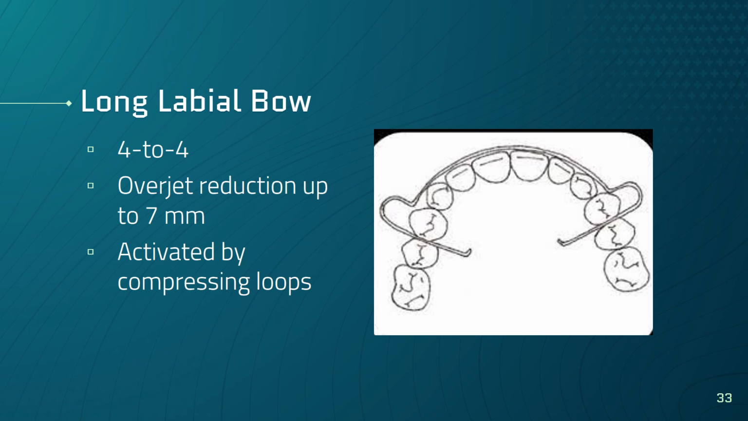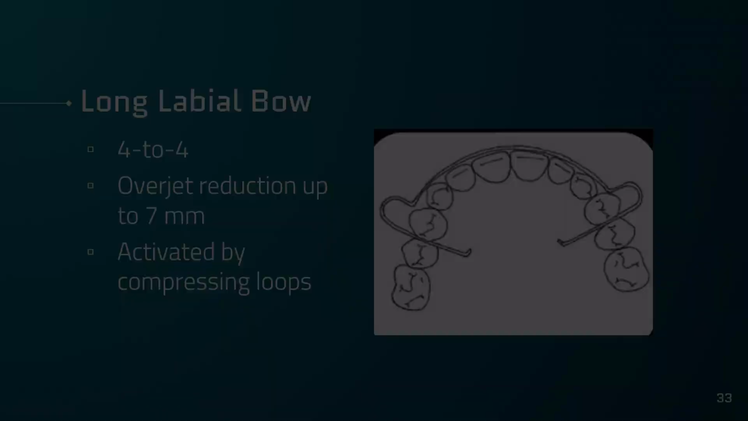Now the long labial bow is similar to the short labial bow except that it extends on the first premolar to the first premolar on the other side. Now, because of the longer wire, it is a little bit more flexible, and thus you can undertake overjet reduction up to 7 millimeters with the long labial bow, and it is activated by compressing the loops.